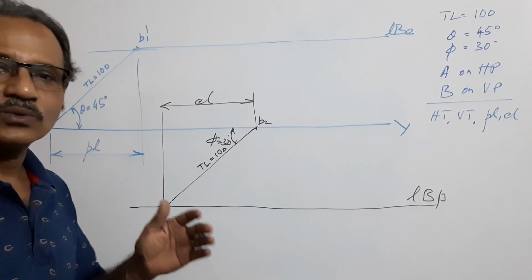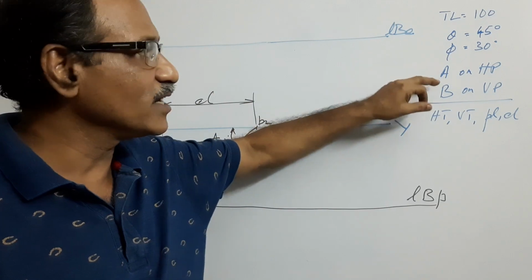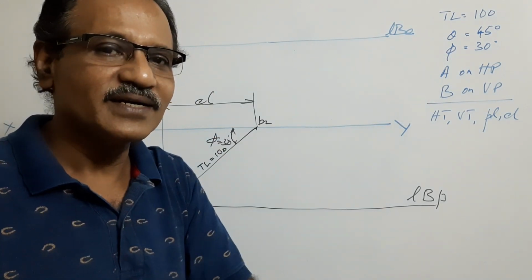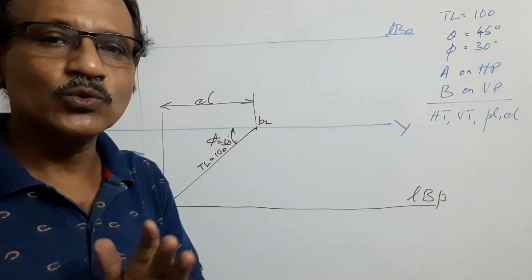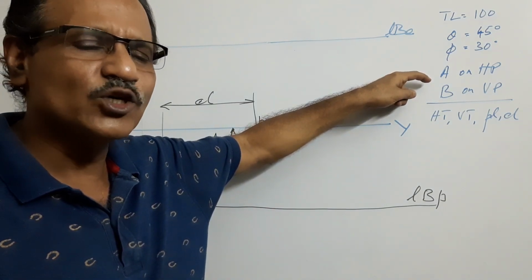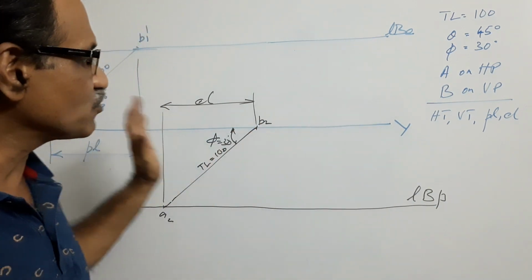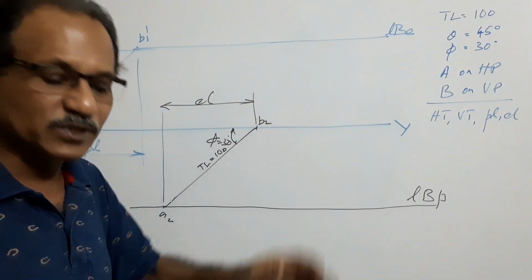Now, if true length is given, theta is given, phi is given, and the location of an end is completely given, we know how to do. Here, the information of one end is not completely given. It is partially given, and information of the other end also is partially given. That is why we are drawing them in steps.